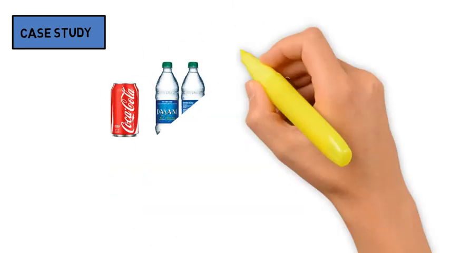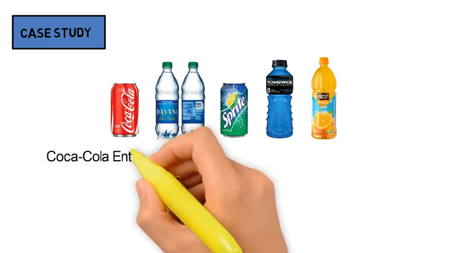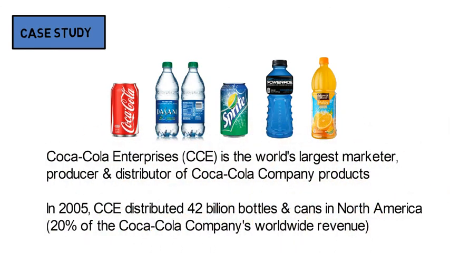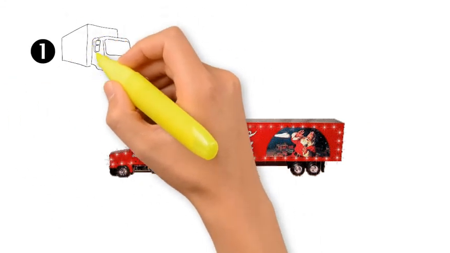Now let's take a look at a case study about how Coca-Cola, one of the world's top-selling brands, used transport optimization to change the way their business works. In 2005, they distributed 42 billion bottles and cans of their products in North America, totaling 20% of their worldwide volume. Transport planning had to consider a number of constraints.